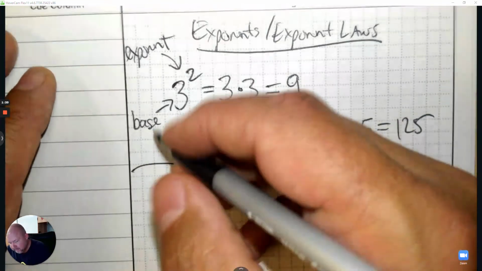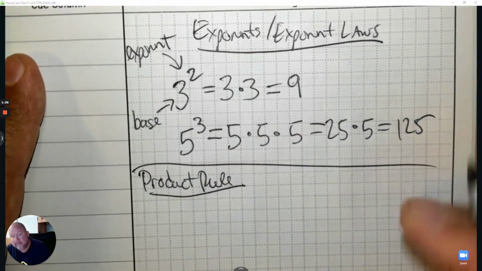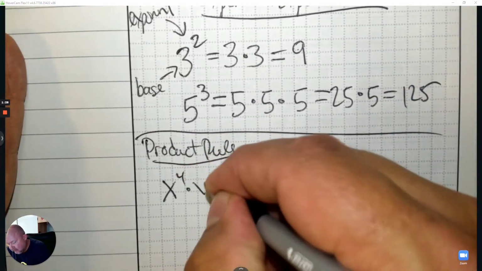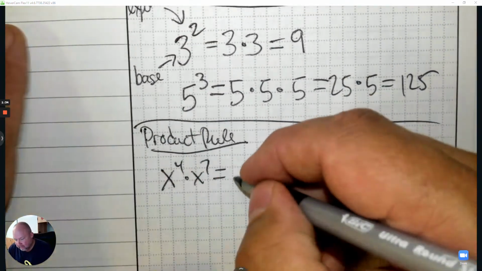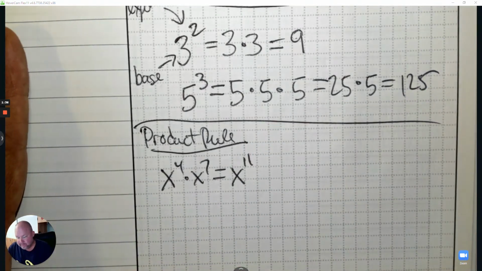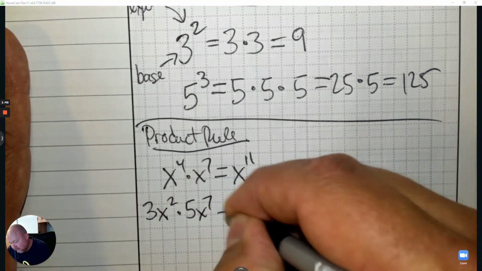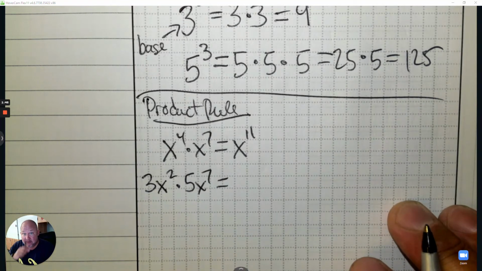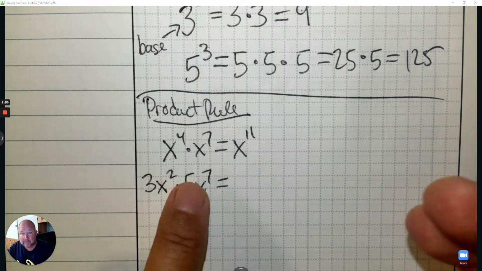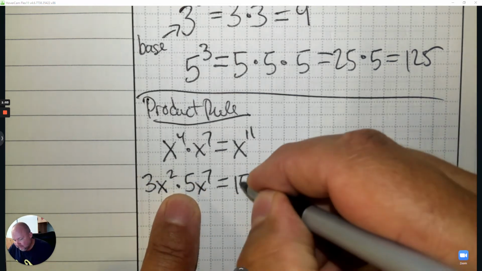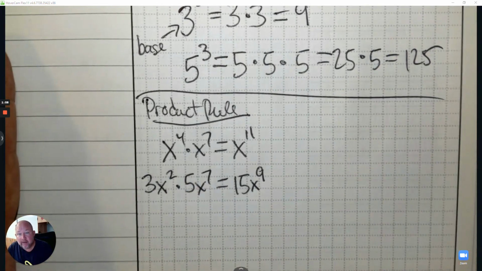All right, the first rule is called the product rule. And the product rule is if the bases are the same and you're multiplying, then you add the exponents. That's it. If I have a number in front called the coefficient, then the big numbers I actually multiply, and the small numbers I'm adding. So 3 times 5, and then add the exponents. That's called the product rule.